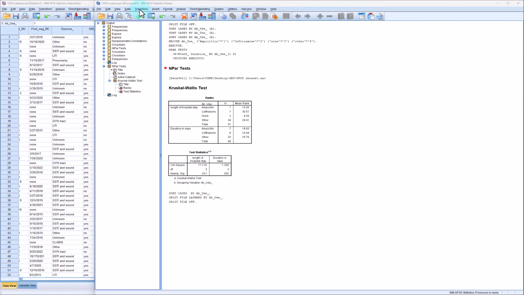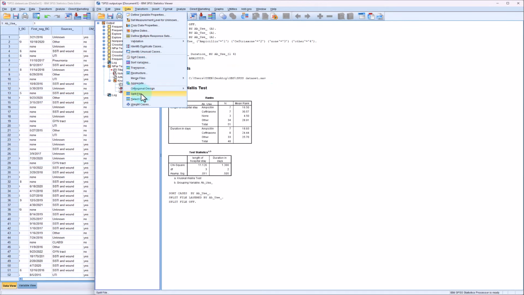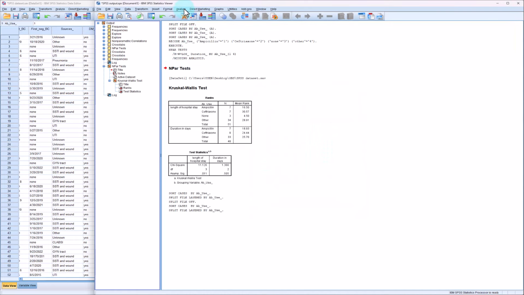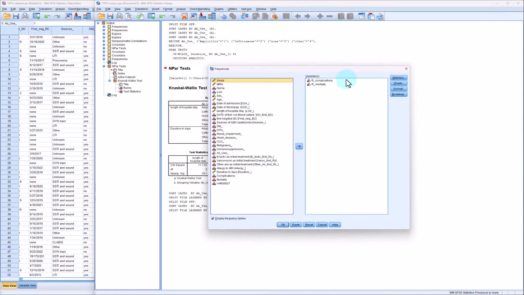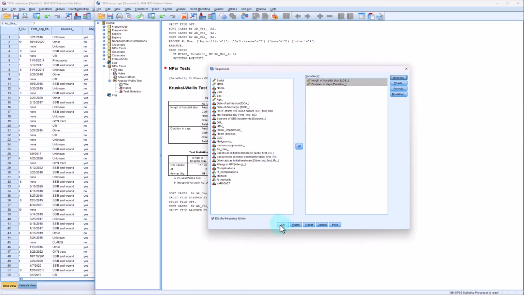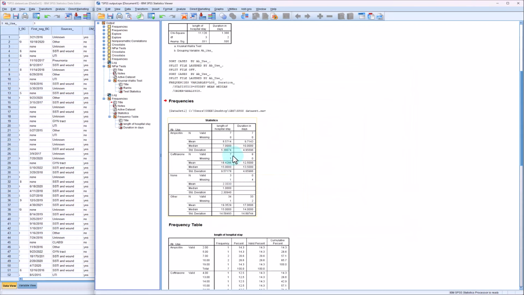So we would go to the data, then split file. Here we would split file according to the antibiotic users, then click on OK. Then under analyze, we would just see the mean and median values for the length of hospital stay and duration. Under statistics, we would select mean, median and standard deviation. Click on OK.